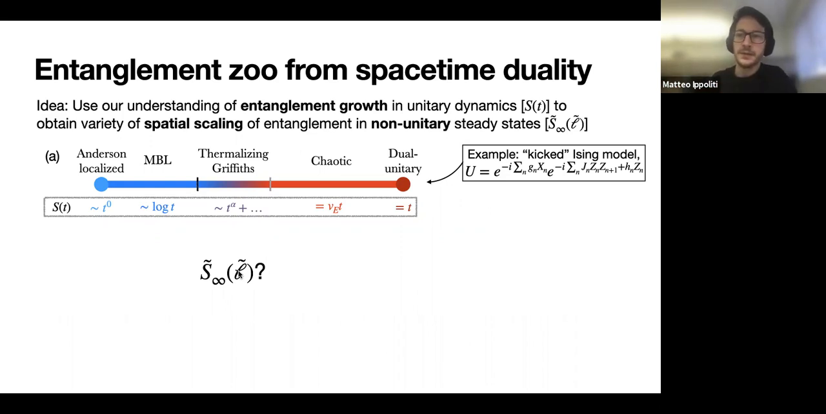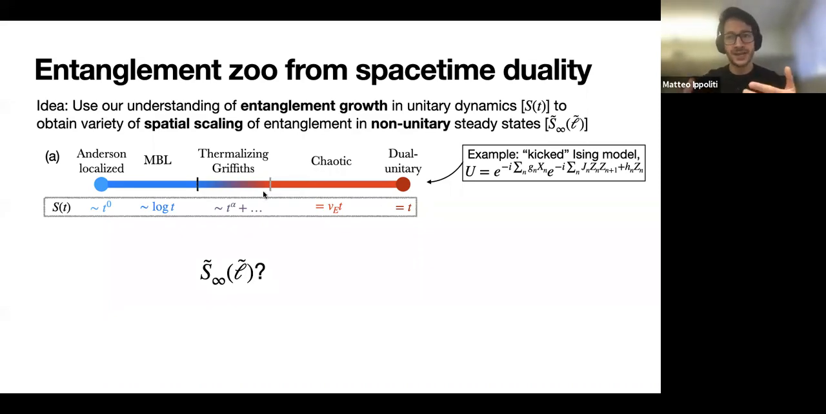So our program here is to go through the range of known behaviors for entanglement growth, in some class of models that you can easily explore and that we already know a lot about. You can realize a whole range of entanglement behaviors, from localized circuits where entanglement either hits some area law or grows very slowly, logarithmically in time, into a thermalizing phase where initially your entanglement grows subballistically with some power between 0 and 1, and then eventually into a chaotic phase where entanglement grows ballistically, and possibly even these dual unitary circuits where it grows ballistically with a maximal velocity.